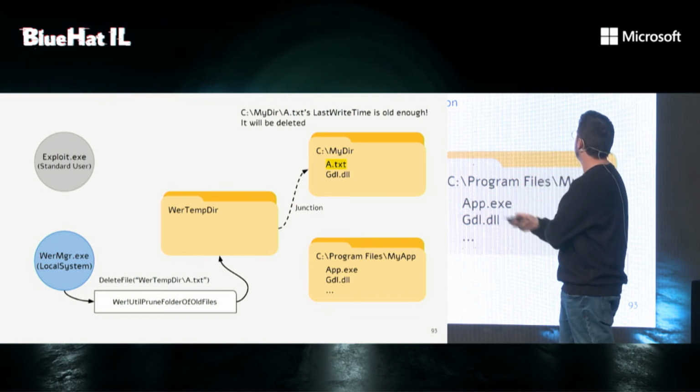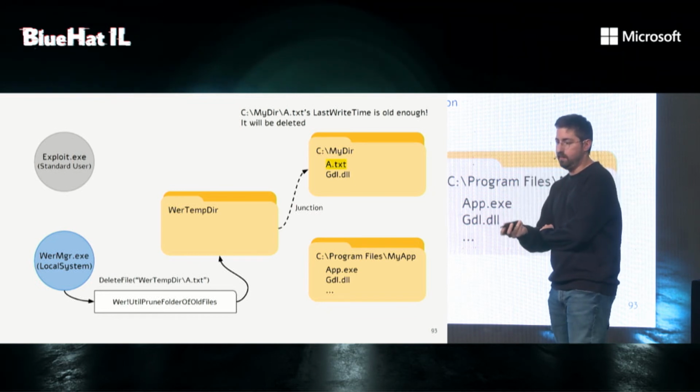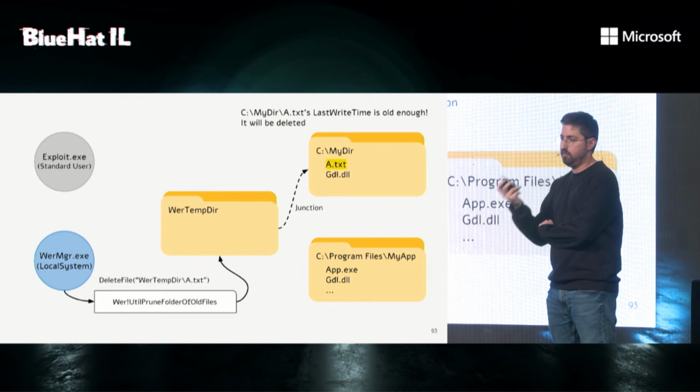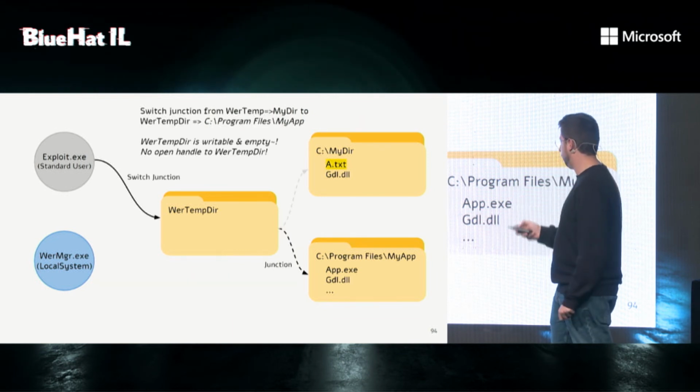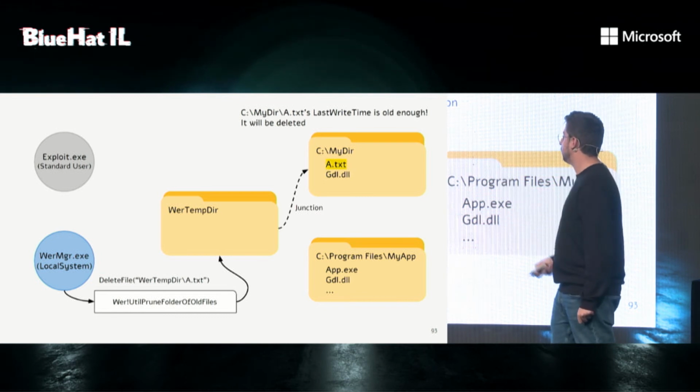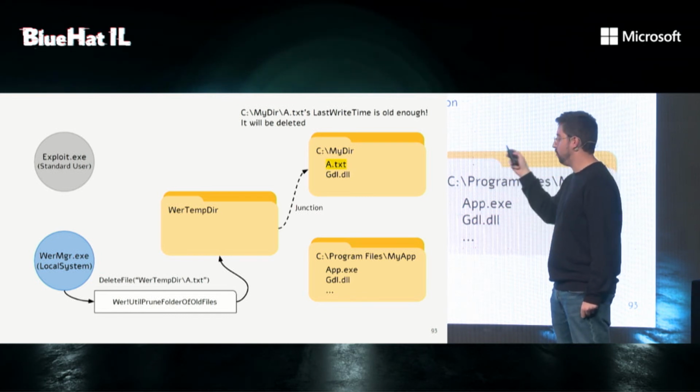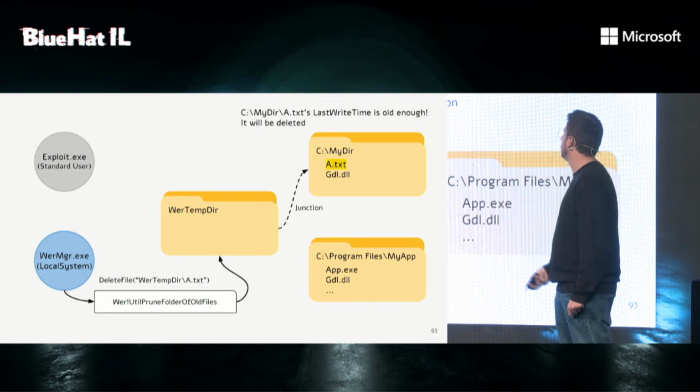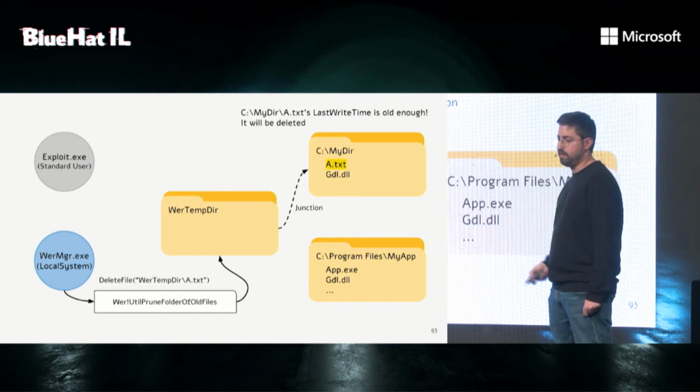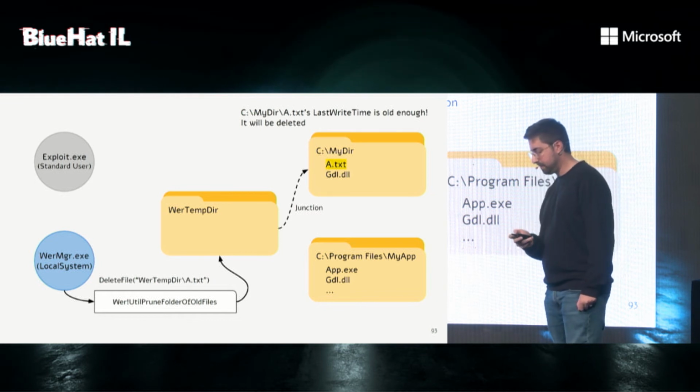Now the first file it's going to encounter is a.txt, and its last write time is obviously old enough because we just modified it. So it will decide to call DeleteFile on the path wordtemp dir a.txt. But now, because of the junction, it will delete the a.txt file under the cmydir.